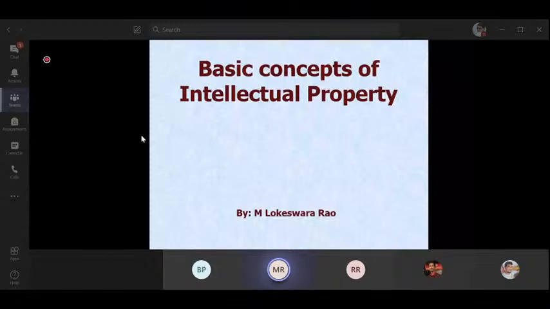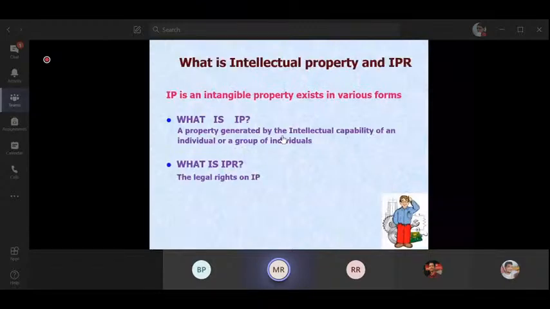First of all, what is intellectual property? Many people speak about intellectual property management, IPR and so on. So what does it mean? IP is a property that exists in various forms. IP is a property generated by the intellectual capability of an individual or a group of individuals. That means a simple concept: some inventions were made which you thought of from your mind, or maybe a team of people executing some ideas to make them inventions. That is called IP.